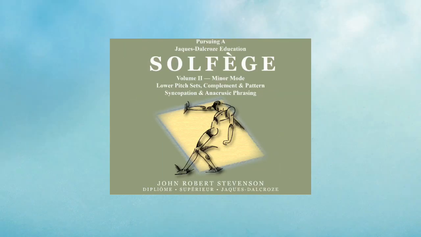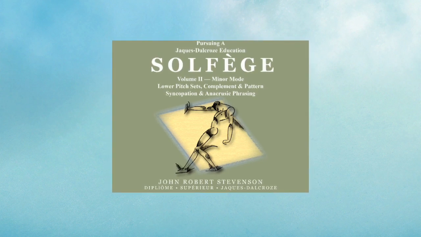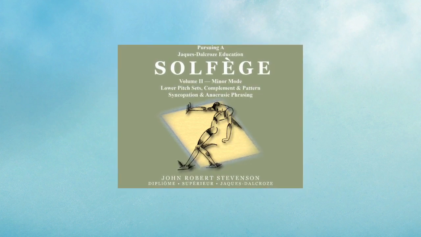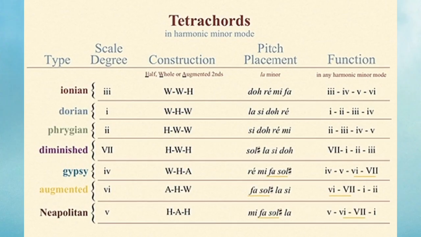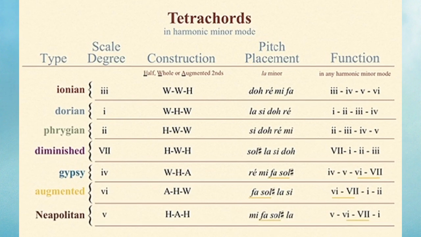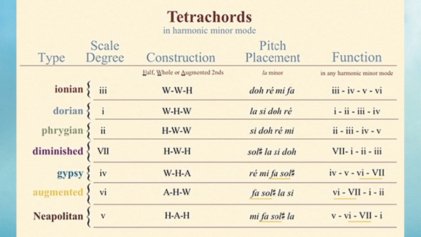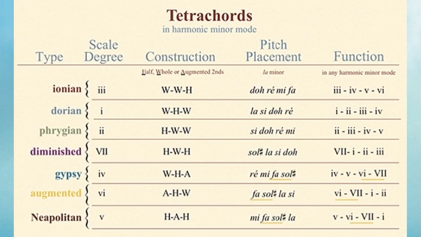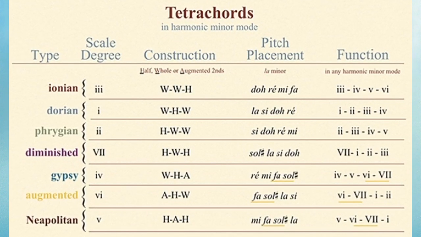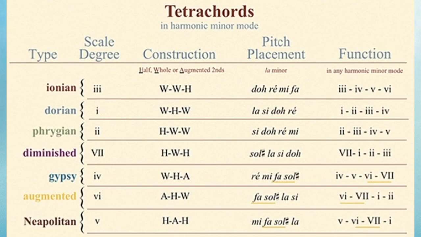All of the information about the two types of complementary rhythm and many exercises exist in the ebook by Jack Stevenson, Pursuing a Jaques-Dalcroze Education, Solfège Volume 2, Minor Mode. The textbook also includes studies in syncopation, anacrusic phrasing, and the lower pitch sets in minor, which include the Neapolitan, diminished, augmented, and gypsy trichords and tetrachords.